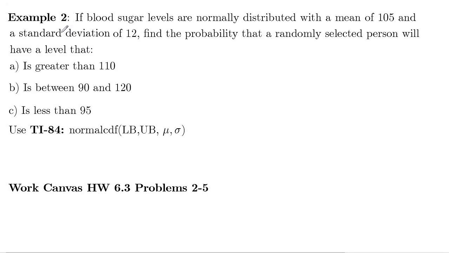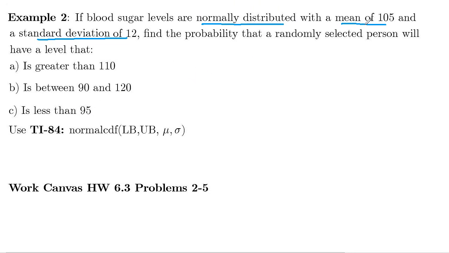So let's take a look at an applied problem here, example 2. If blood sugars are normally distributed, so that means that we can use z-values, the normal distribution, with a mean of 105 and a standard deviation of 12, find the probability that a randomly selected person will have a level that is greater than 110, between 90 and 120, less than 95. So all of these are going to be normal CDF problems because it's normally distributed data.